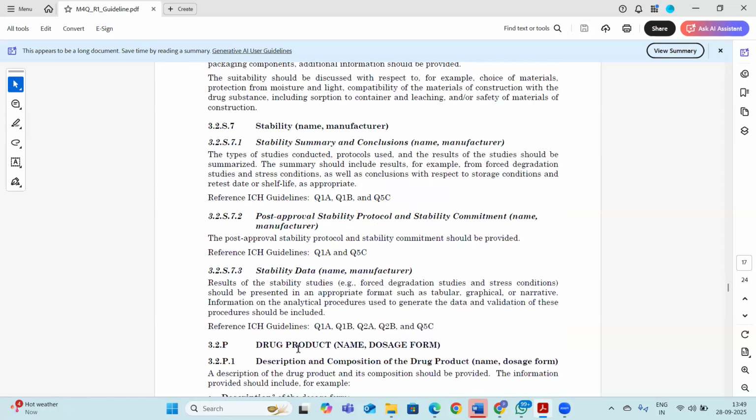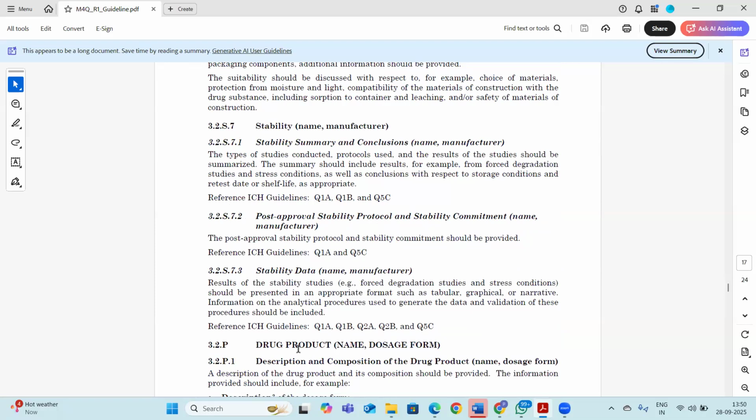Lastly, you submit stability data, which is further divided into three sections, 3.2.S.7.1, 7.2, and 7.3. 7.1 talks about the stability summary and conclusions. The type of studies conducted, protocols used, and the results of the studies should be summarized. The summary should include results.